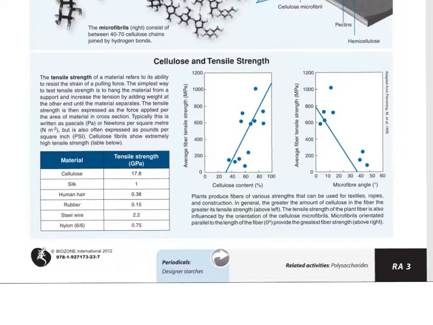Look at the difference between nylon. We use this to make our shoes, and some of our clothes have nylon. It's 0.75. A steel wire has a tensile strength of 2.2. Rubber, obviously, is flimsy. Hair is not as strong as steel or even nylon. Silk, we know, is very strong, and it's a 1. But now look at cellulose.